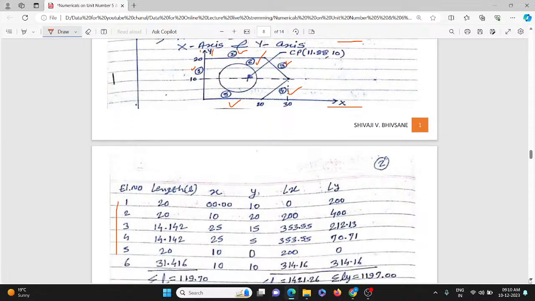Length of those elements will be calculated, so that you can see the length of the first element. So this one is the first element, this one. So the length of this, that you can see, that is 20 mm. So here 20 mm is mentioned. Then the second element, so this one is the second element.